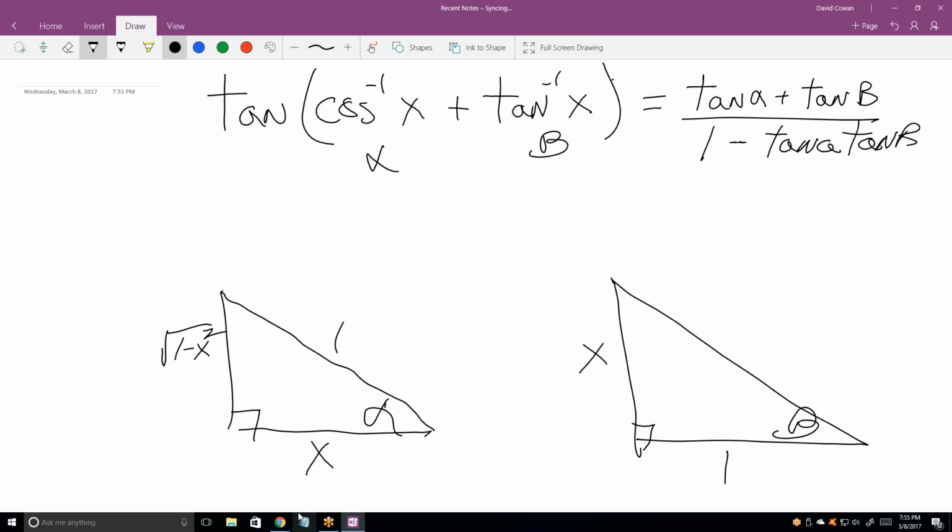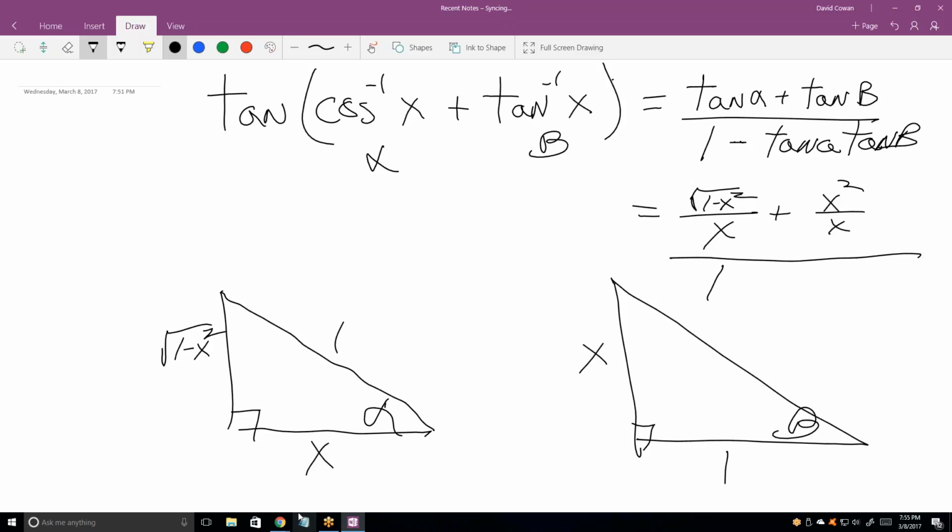And now fill in. What's tan A? Tan A is, oh wow, okay, so it's root 1 minus x squared over x. Can't simplify that. And tan B is x over 1, so that's just x. I'm going to go ahead and write it as x squared over x. Same thing as x, only now it's a common denominator, and I'll be able to add those two together.